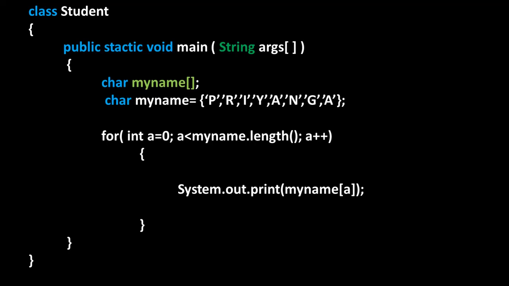Therefore, they introduced the concept called string. So, what is a string? Actually, string is a character array. String is a character array. So, whatever properties are available in an array, those are also available in the string as well.